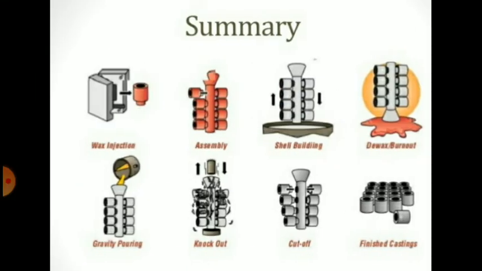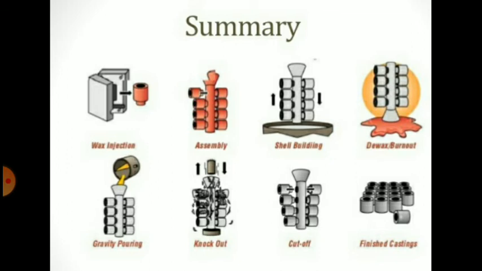So you can see the summary. In the first step, there is wax injection. On the left hand side, you can see the die, figure number 1. There is a split die in which you pour the molten wax, and several wax patterns are made.